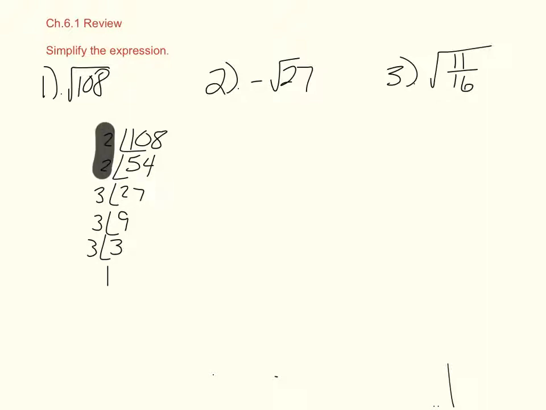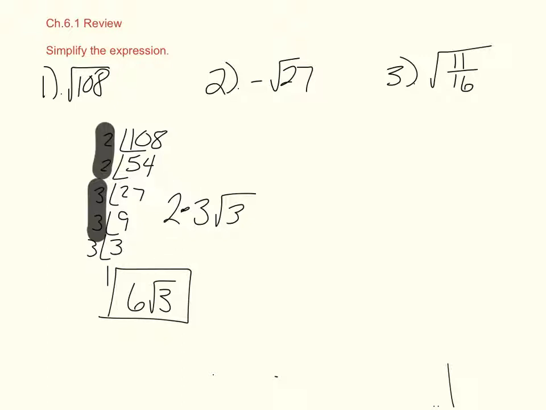So if I have 2 2's here, I'm going to take 1 factor out. I have another pair of something. I have 2 3's. So I get to take 1 factor of 3 out. What's left over at the end that has to stay underneath? A factor of 3. So my answer for number 1 should be 6 square root 3.